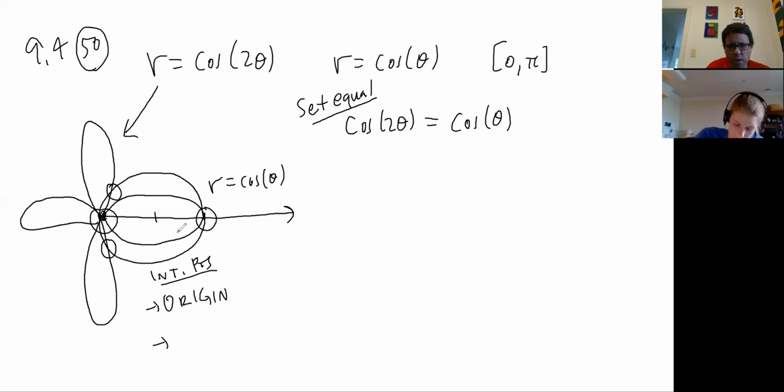I have a point here, and if I try to figure out where cos θ and cos 2θ are equal to each other, one point that's clear is that θ = 0 works. If I plug in 0 on both sides, I get cos 0 on both sides. So that point is when r and θ are equal to 1 and 0. I can get that straight out of this equation. Now, how do I get the rest out of this equation?